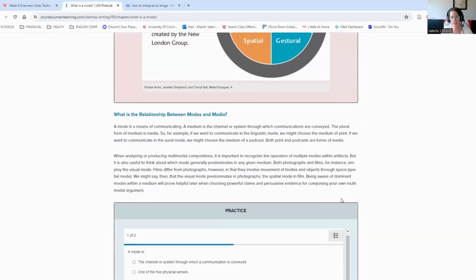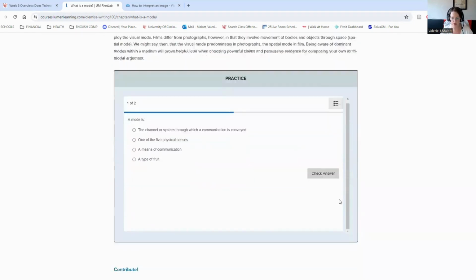So there is this relationship between modes and media. Remember, a mode is a means of communication, and the medium is the channel or the way through which that communication is conveyed. So make sure you read through that.